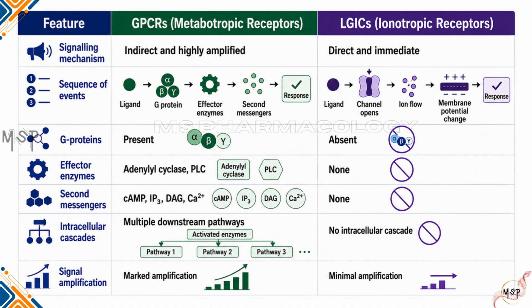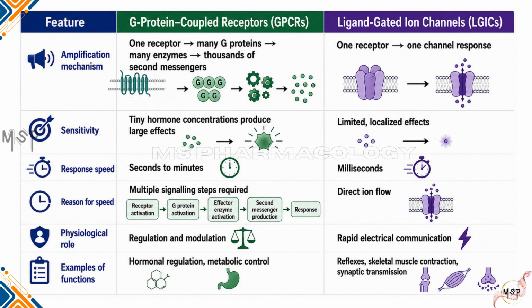In contrast, ligand-gated ion channels operate in a much simpler manner. Once a ligand binds, the channel opens immediately. Ions move across the membrane. Membrane potential changes, and the cell responds. No G proteins are involved, no enzymes are required, and no second messengers are generated. Typically, one activated receptor produces one channel response. Therefore, signal amplification is minimal, and the effects are usually localized and limited.